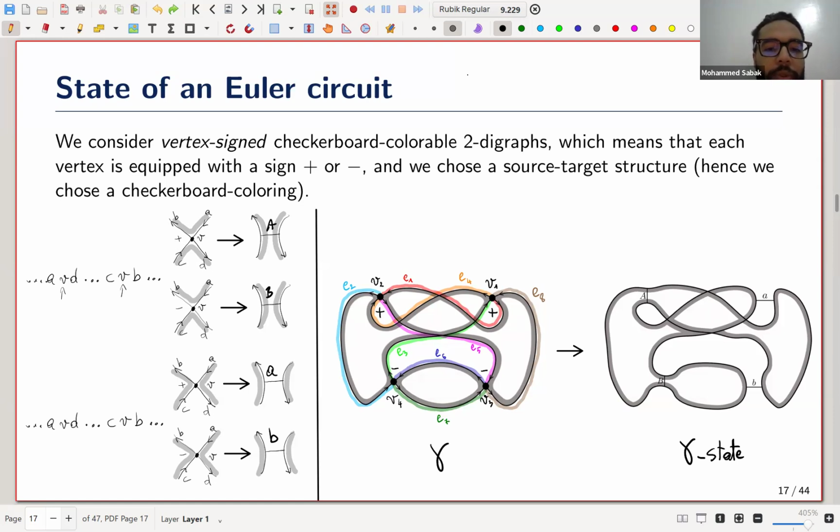And we choose to add a marker here, this little chord here, and label it capital A. So if we are still in this case, but this time we have a negative vertex, then we merge and we put a capital B marker.